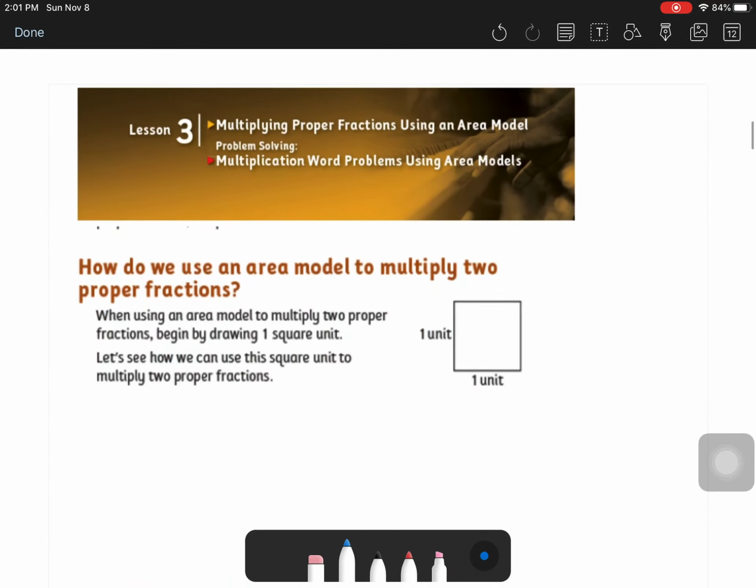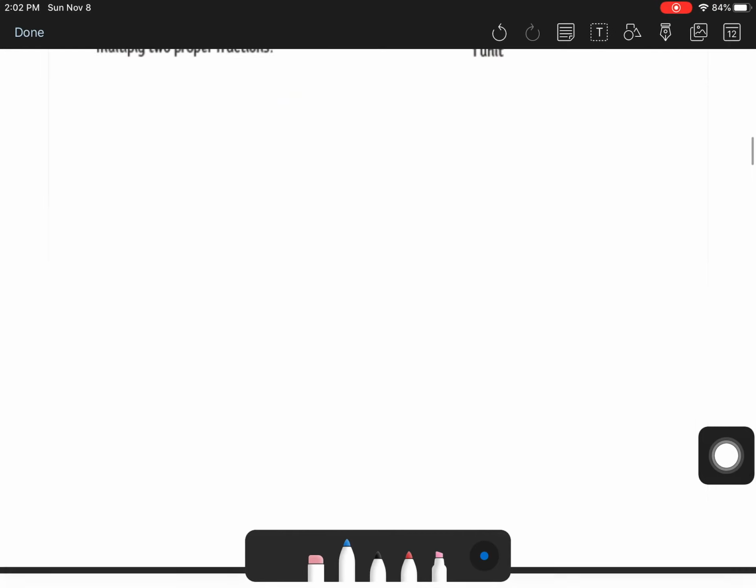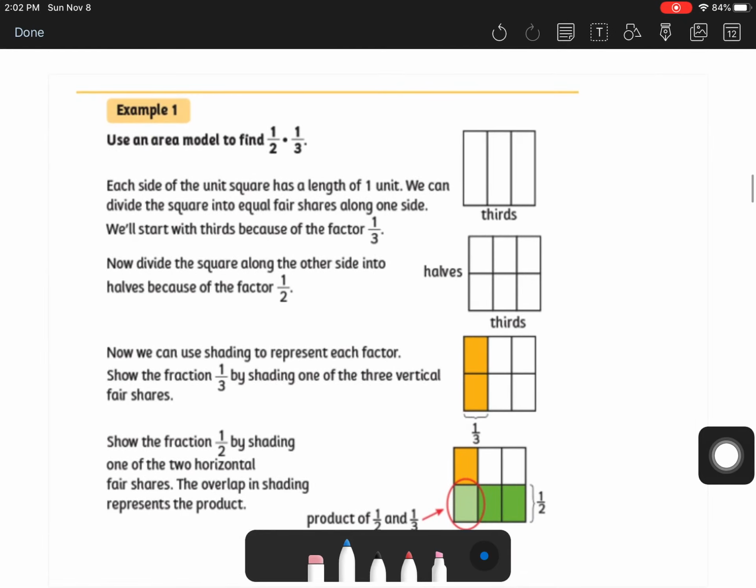All right. So it says, how do we use an area model to multiply two fractions? When using an area model, remember, if we had a box and we'd say it's 1 unit by 1 unit, we're going to use that idea, except instead of being a full 1 unit, it's going to be a fraction of a unit, like 1/2 or 1/4 or something like this. For example here, they break this down for us.